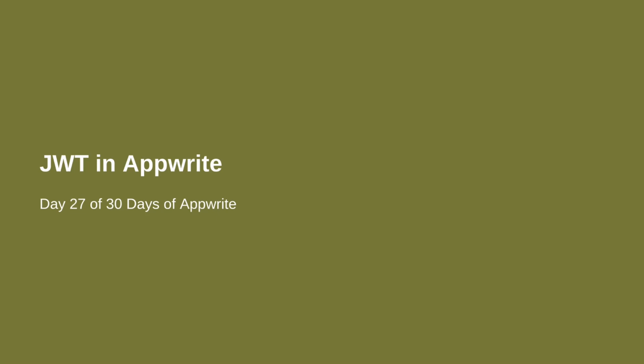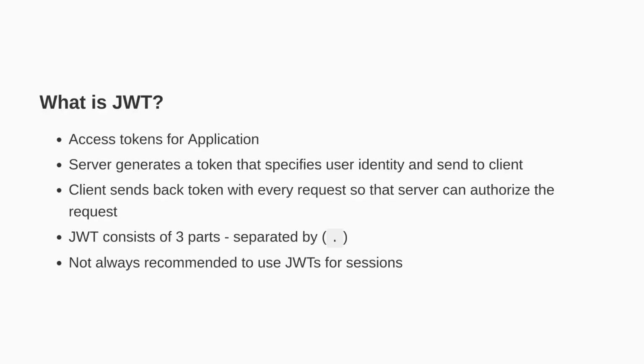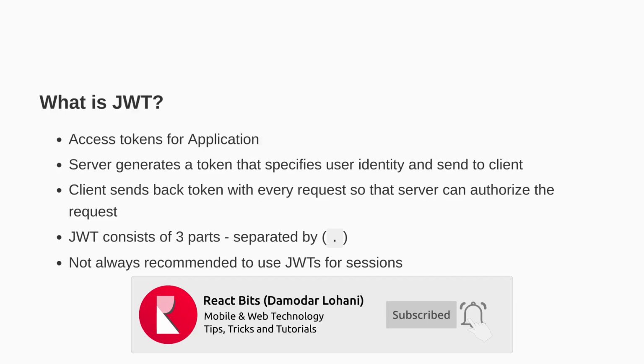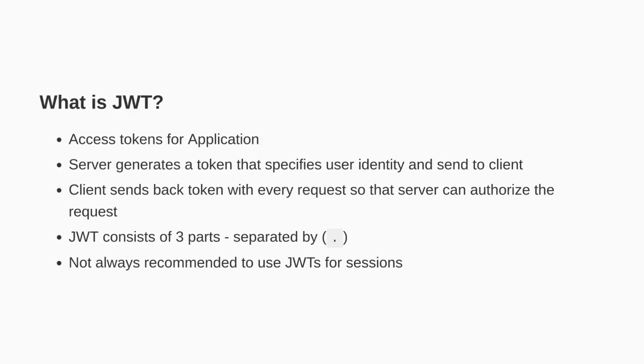In today's session, we are going to talk about JSON Web Token in Appwrite. So first, what is JSON Web Token or JWT? JSON Web Token is a standard way to create access tokens for our applications. What happens is the server generates a token that specifies your particular user's identity and sends it back to the client. And then in every request, the client sends back the JWT attached so that the server can utilize the JWT to authenticate or authorize the subsequent requests.